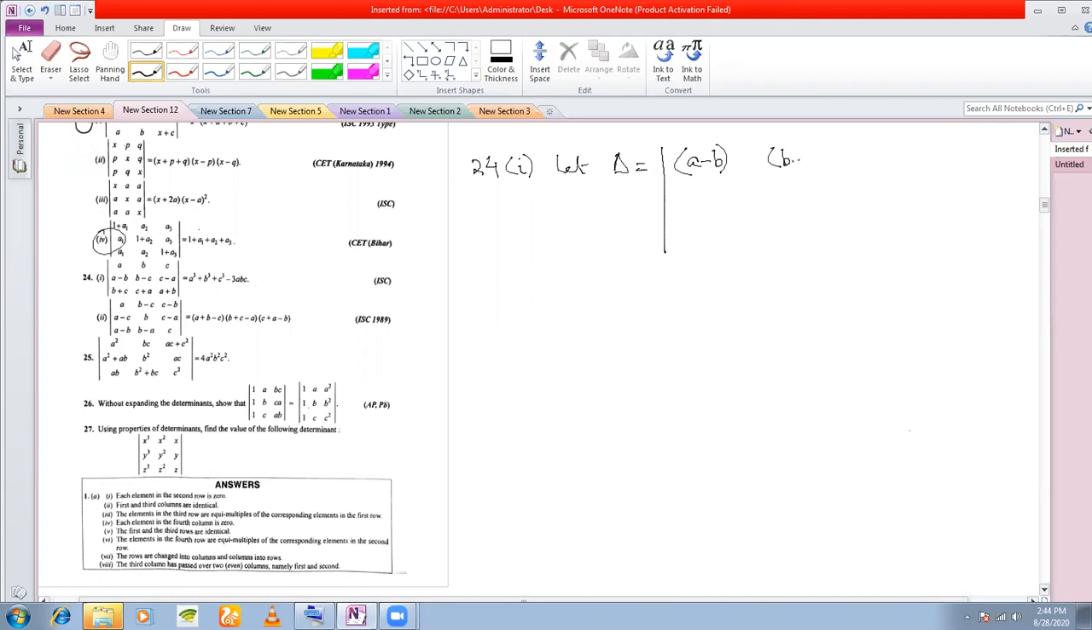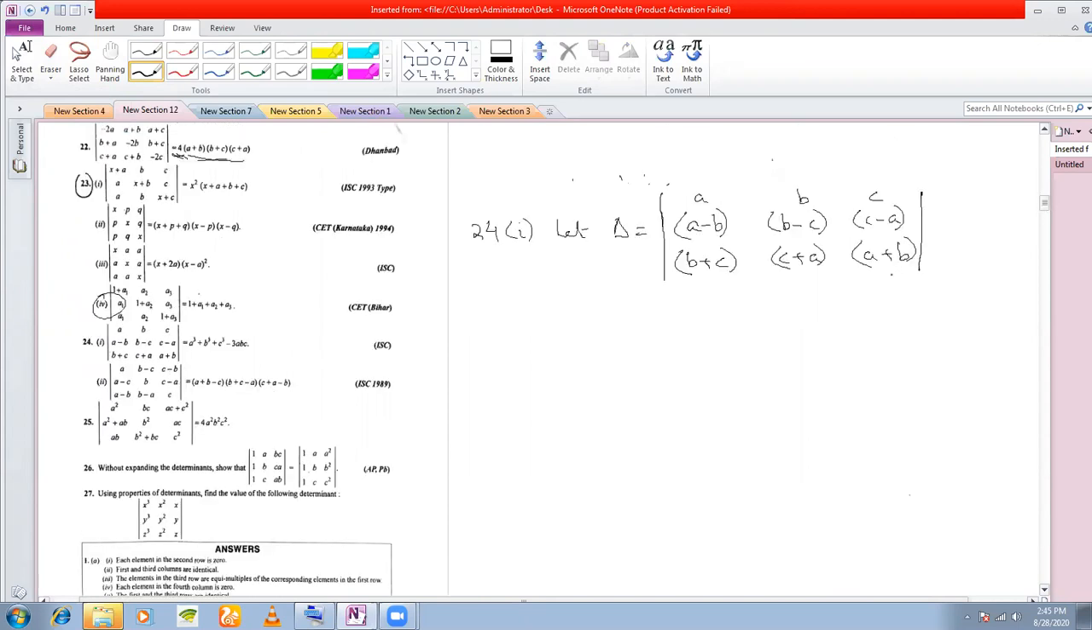We start, let delta equal to the determinant: a minus b, b minus c, c minus a; b plus c, c plus a, a plus b; and you have a, b, c on top. This determinant you have to prove is equal to a cube plus b cube plus c cube minus thrice abc.